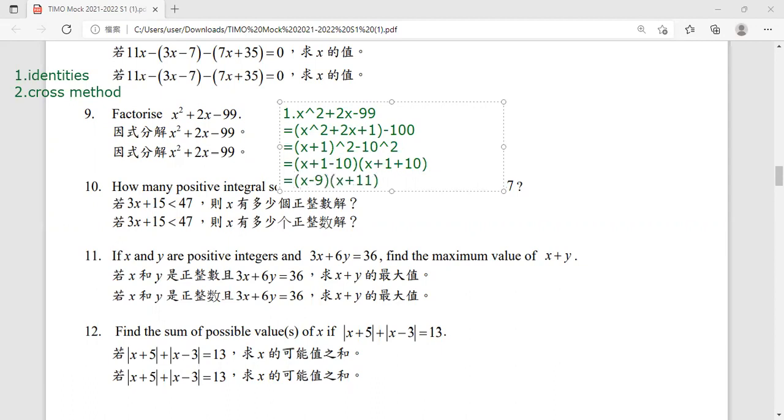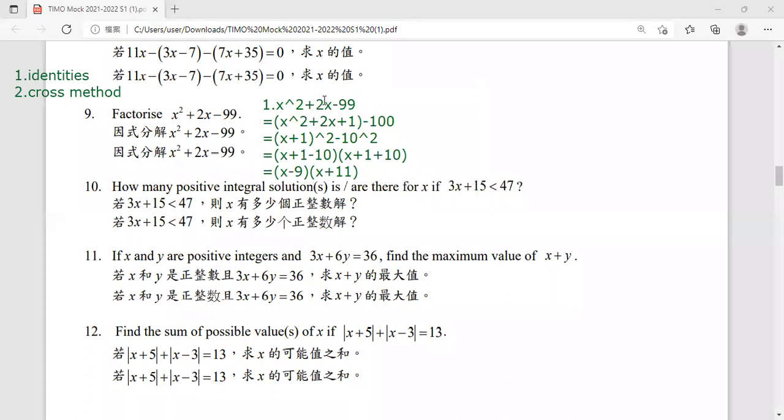Of course, I do it very slowly, but if you are fast enough, you can do it verbally. Now, if you use cross method, then x squared plus 2x minus 99 is supposed to equal the product of x plus a and x plus b. Okay, this is method 2.